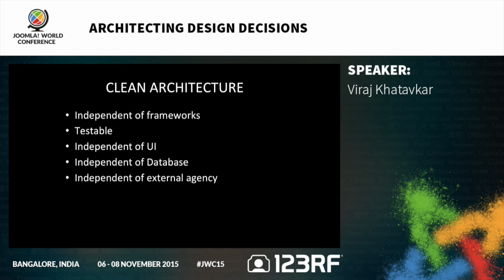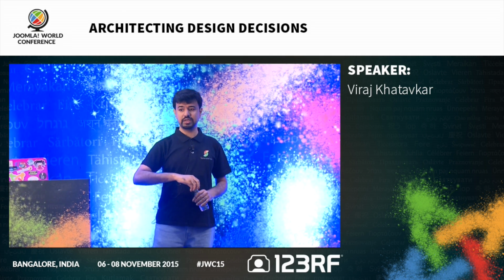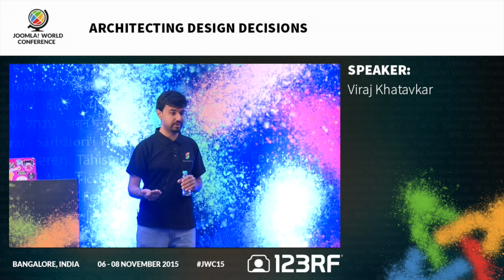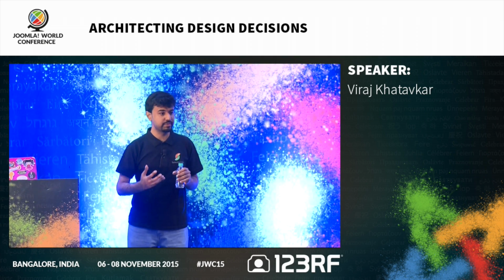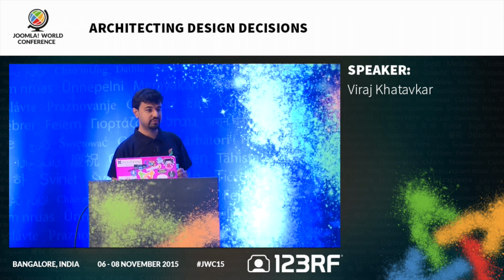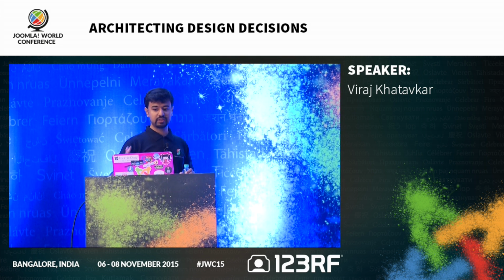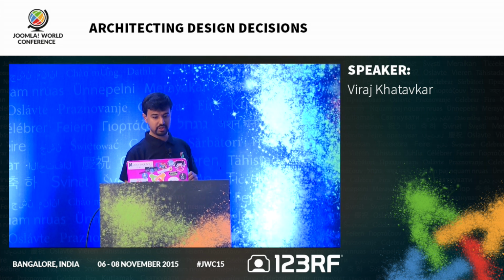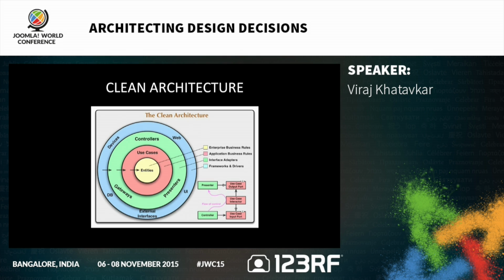It should be independent of external agencies. Any third-party applications or third-party dependencies that we have, it should always be independent of that. It shouldn't be directly dependent on that. We should be able to swap each and every service, each and every layer that we have without actually conflicting with any other thing. So clean architecture would seem something like this.